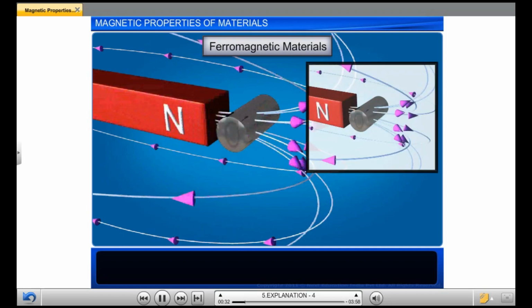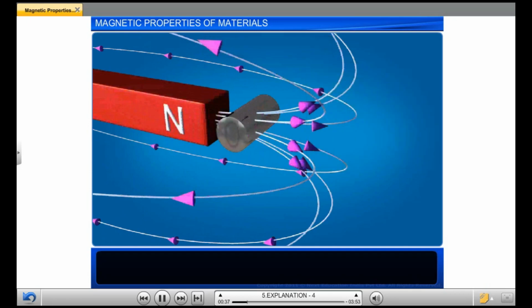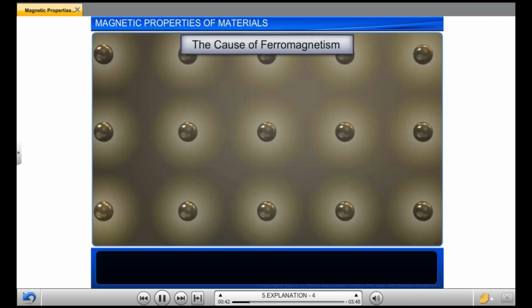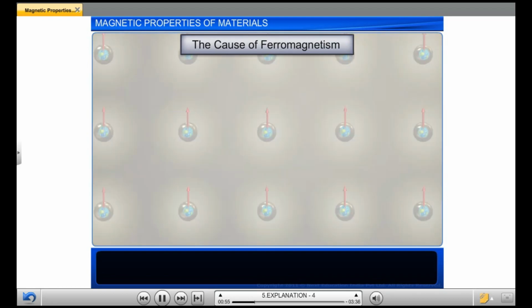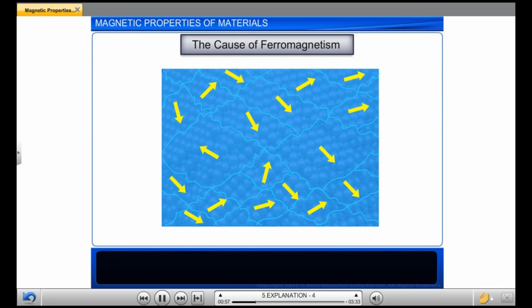And the field lines are highly concentrated inside the ferromagnetic material. Let us discuss the causes of ferromagnetism. Similar to the paramagnetic material, the individual atoms in a ferromagnetic material also possess a permanent magnetic dipole moment due to the orbiting electrons. These individual atoms interact with one another and arrange themselves in a common direction over a volume of some millimeters. This volume is called the domain.